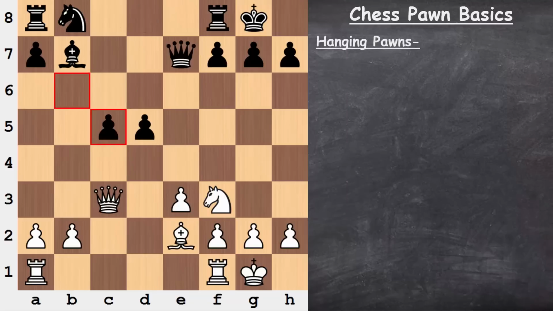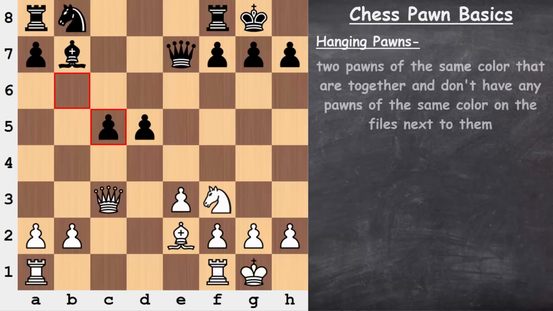Hanging pawns are when you have two pawns of the same color that are together and don't have any pawns of the same color on the files next to them. Okay, that was a mouthful. Here's what it looks like. This right here is an instance of hanging pawns.